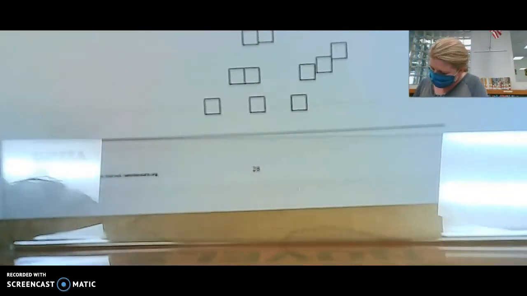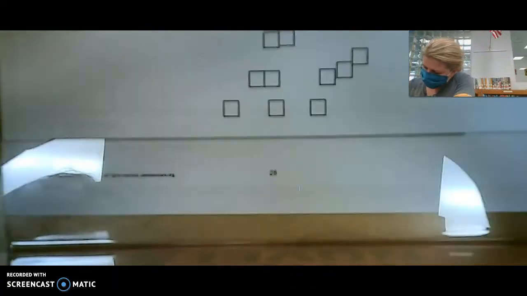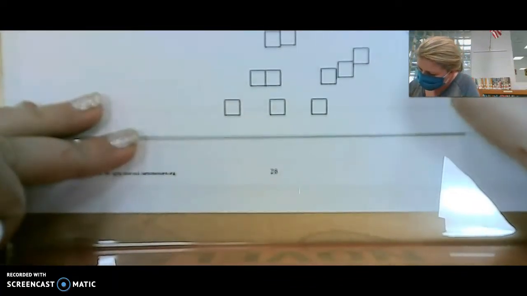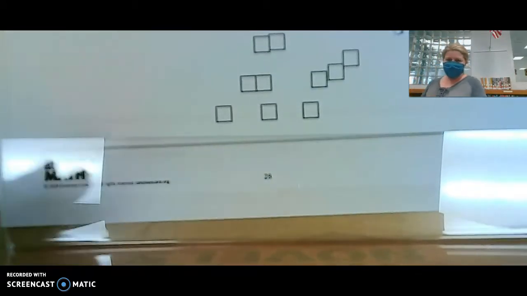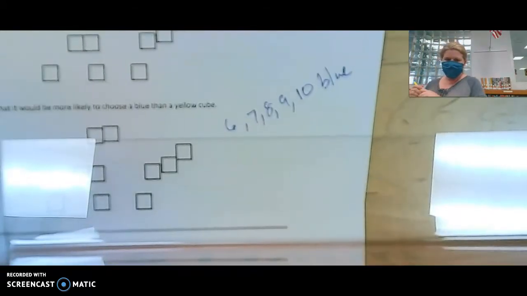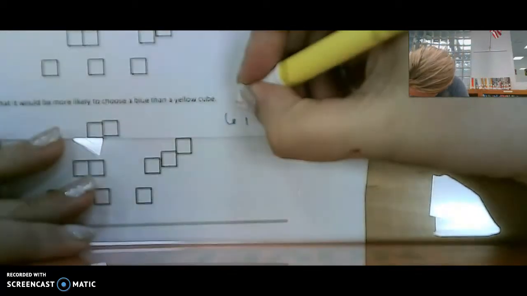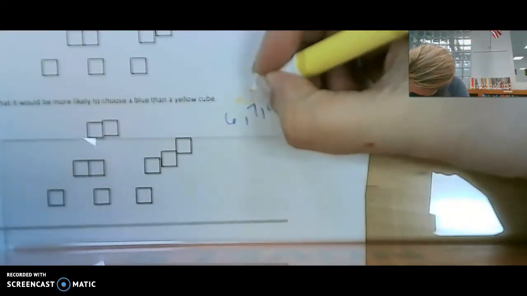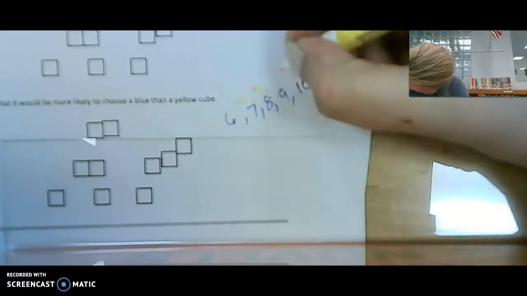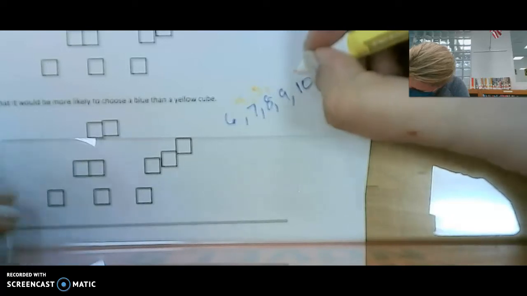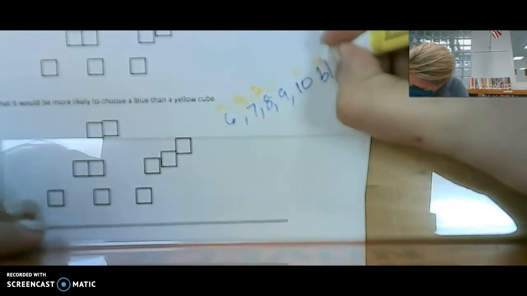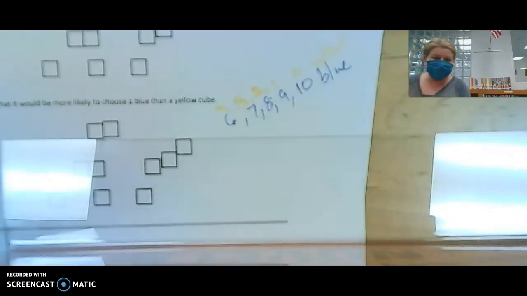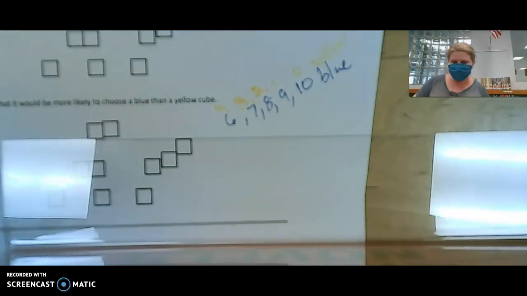Okay, this last one, you need to be more likely to choose blue. So you could either have 6, 7, 8, 9, or 10 blues. Let's do it this way. You have 0, 1, 2, 3, or 4 yellows, because you would need a total of 10. That was a good way to organize that.